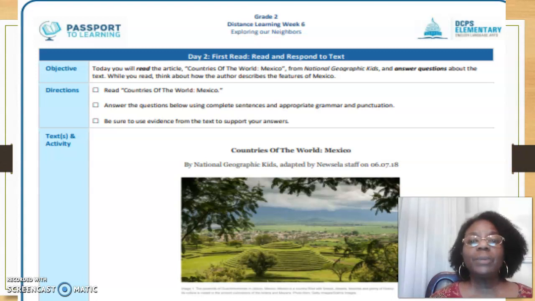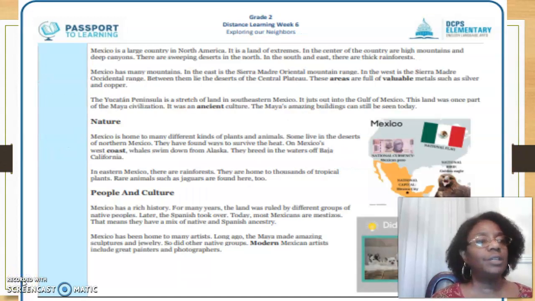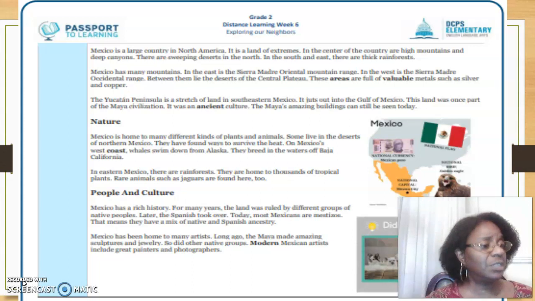All right, at the bottom of the page, there's a picture of what it looks like in Mexico. Countries of the World, Mexico, by National Geographic Kids. And we're on page 13. It begins like this. Mexico is a large country in North America. It is a land of extremes. In the center of the country are high mountains and deep canyons. There are sweeping deserts in the north, and in the south and east there are thick rainforests.